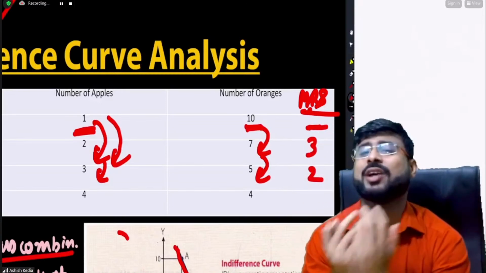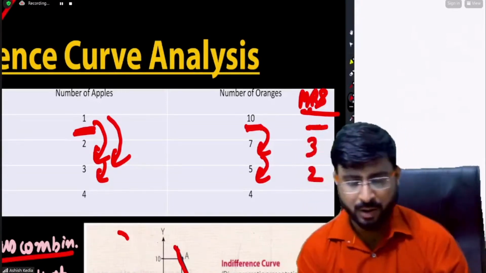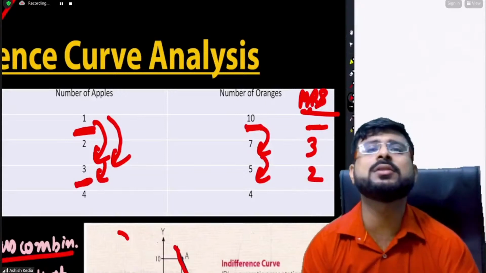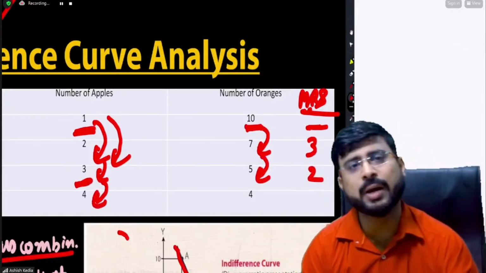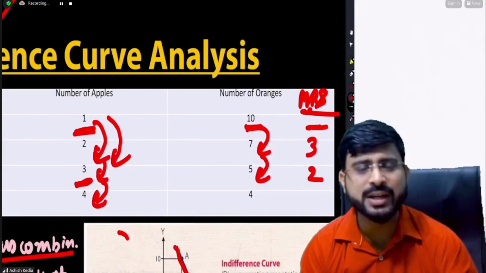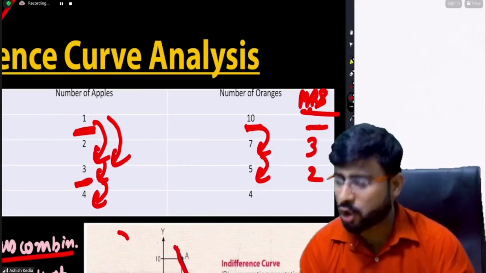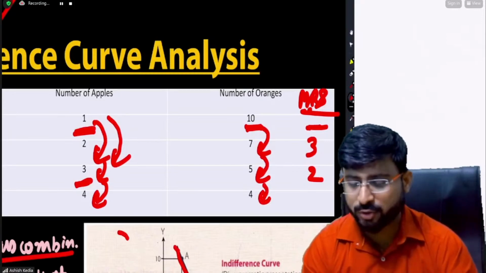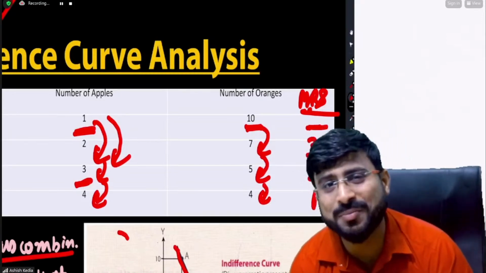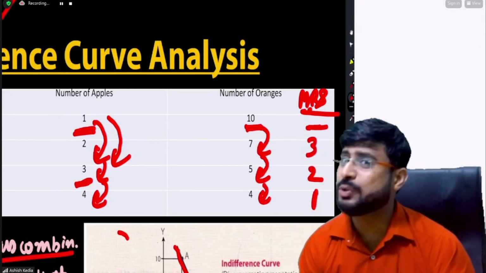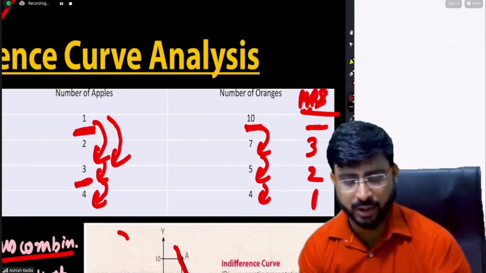So the willingness to sacrifice will keep falling down. Now, when you already have 3 apples, now you don't like apples much. So even if somebody offers you 1 more apple, you will be ready to sacrifice oranges, but not much. You will be ready to sacrifice only 1 orange. Again, you can see here law of diminishing marginal utility.